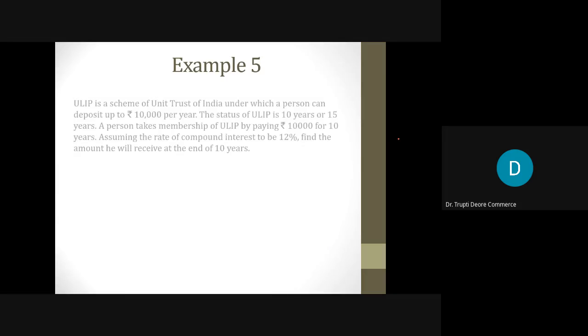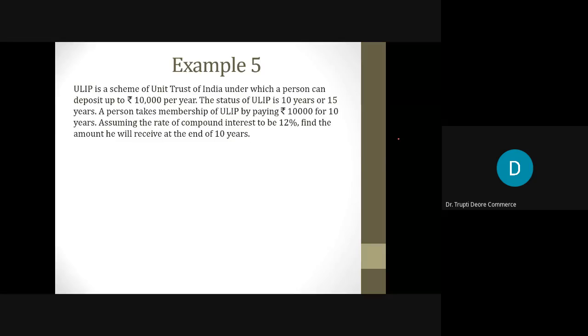Let's move forward. Now this one. What is given? ULIP is a scheme of Unit Trust of India under which a person can deposit up to rupees 10,000 per year. Right? It means it's a scheme where the person can deposit 10,000 per year. It's per year. It means it's the installments. Okay, X. What is given next? The status of ULIP is 10 years or 15 years. A person takes membership of ULIP by paying 10,000 for 10 years. So what is the duration? N is 10 years. Assuming the rate of compound interest to be 12%. So compound interest is given 12%.